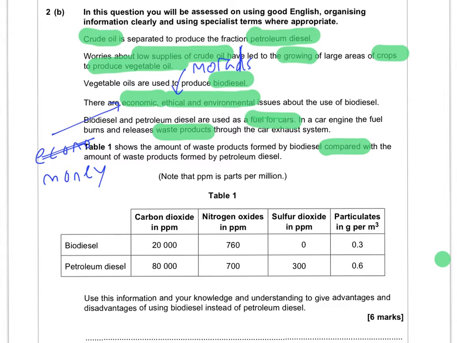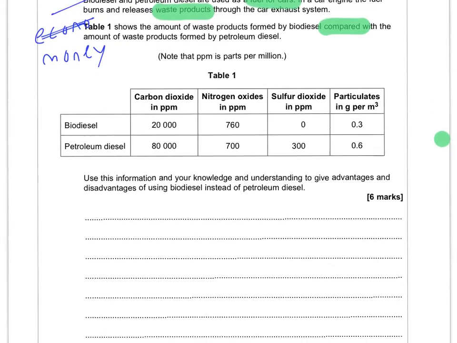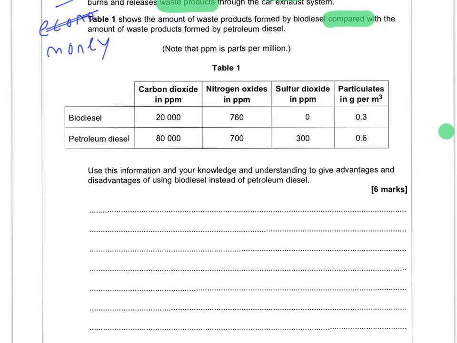Okay, so we'll find out what the question is going to ask us to do, and then we'll have a careful look at that table. So use this information and your knowledge. So that's saying two things. You can't just rely on what you know, and you can't just rely on what's in the question. You've got to give something from both, to give advantages and disadvantages of using biodiesel instead of petroleum diesel.